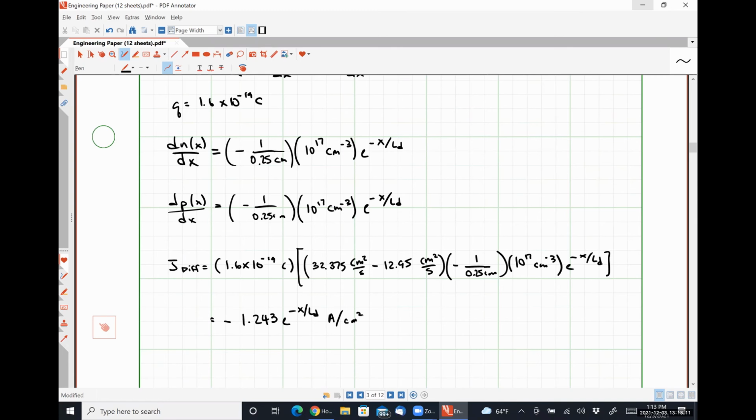So the current is in the negative x direction because the diffusivity of electrons is larger than that of holes. So even though there are just as many electrons and holes being injected into the system, the electrons diffuse more easily and therefore contribute to the current more. Make sense? Everybody okay with that? All right.